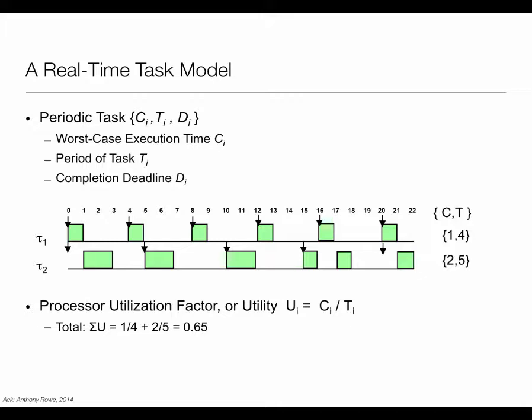That is, how much time after a job arrived does it need to finish? So if a job arrives at time t, then it will have to finish by time t plus D sub i. The most common model, again, that you'll find is where D sub i is the same as T sub i, which is another way of saying that I need to finish the current request before the next request arrives.